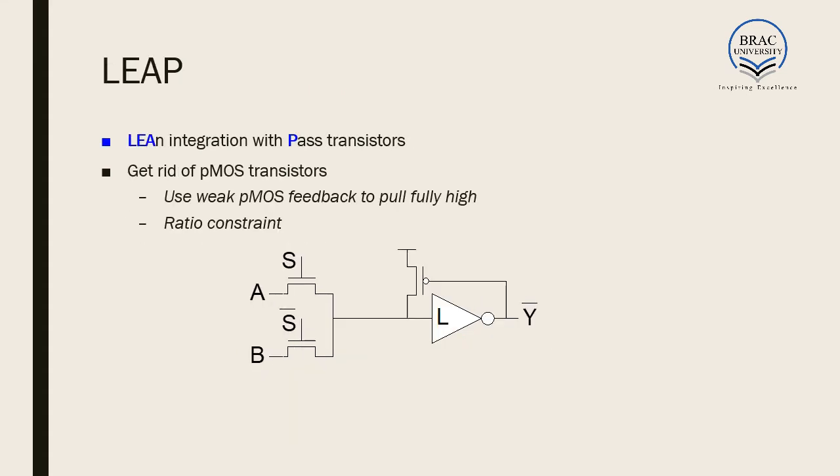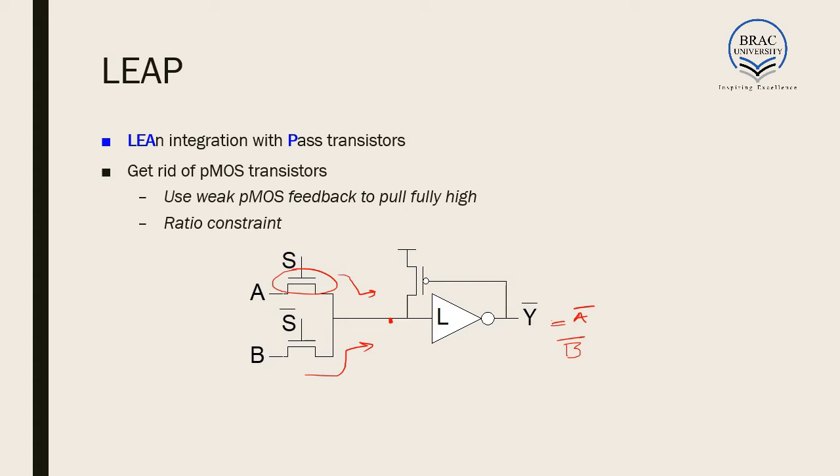Another member of the logic family is LEAP, or lean integration with pass transistors. In the case of pass transistors with the NMOS, there is a PMOS involved. But in the case of LEAP, the PMOS is neglected. PMOS is not used. Then what happens? If S is equal to 1, A flows to this point, and through the inverter we get output equal to A bar. If S is equal to 0, B flows outwards, and through the inverter we get output equal to B bar.